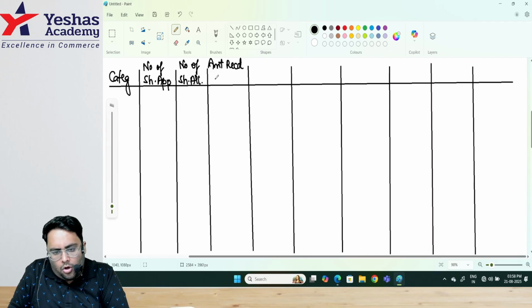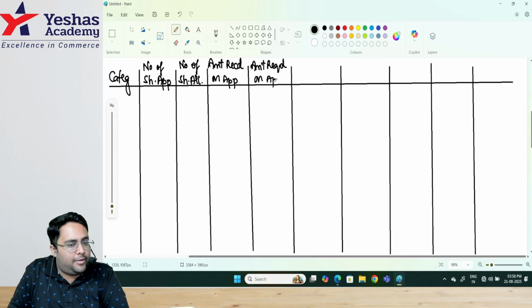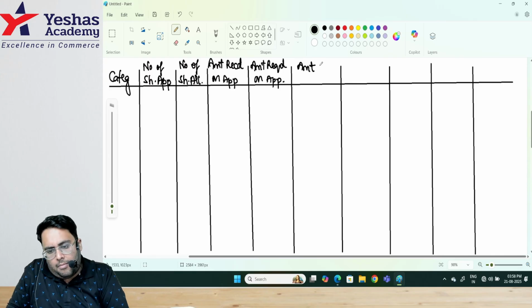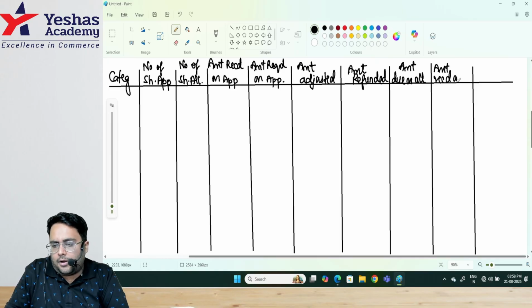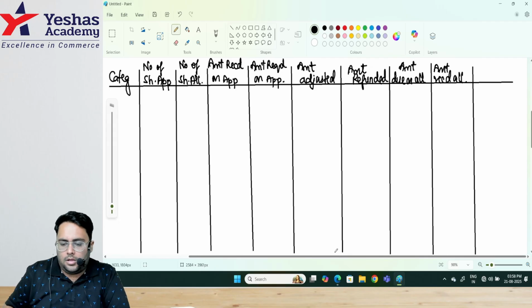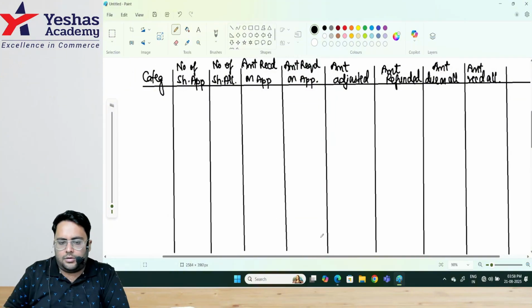Amount received on application, amount required on application, amount adjusted or amount refunded. Then what do you have? Amount due on allotment, amount received on allotment. Yeah, correct. Let us go ahead to solve the question.